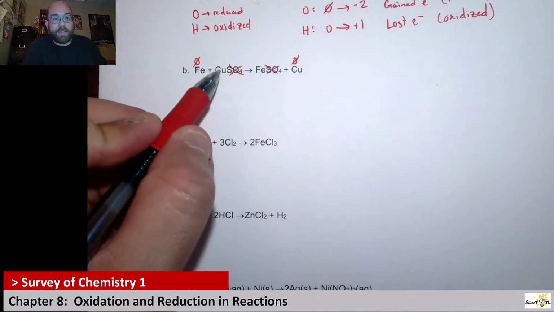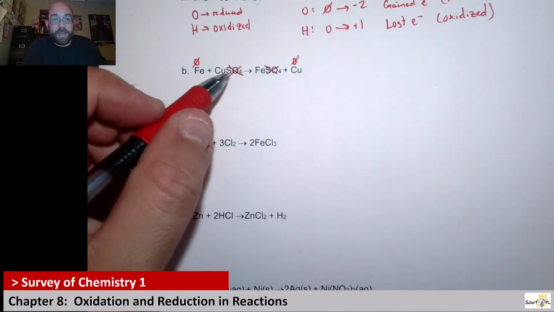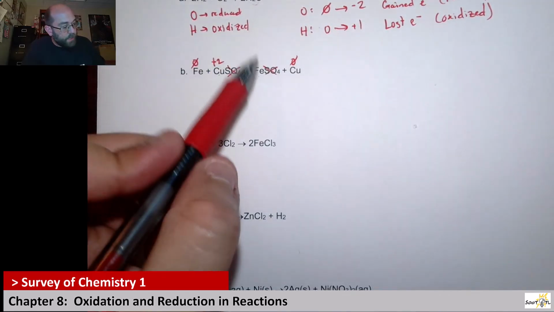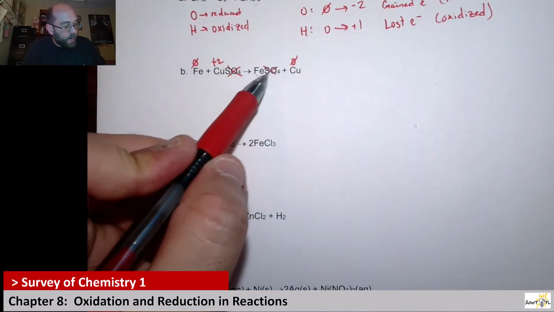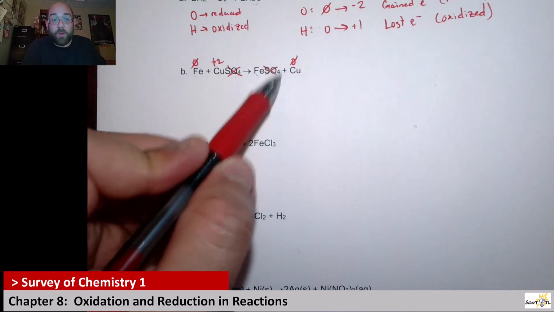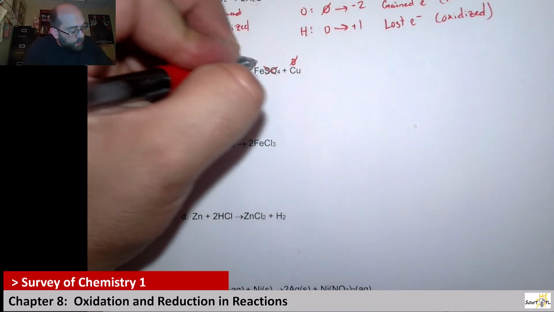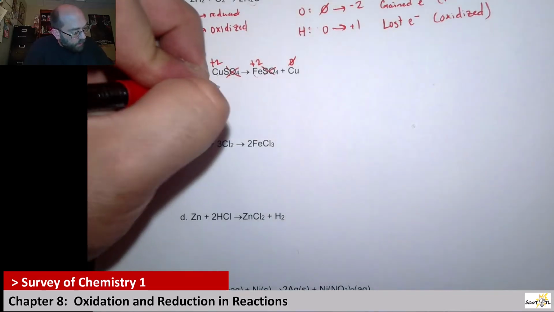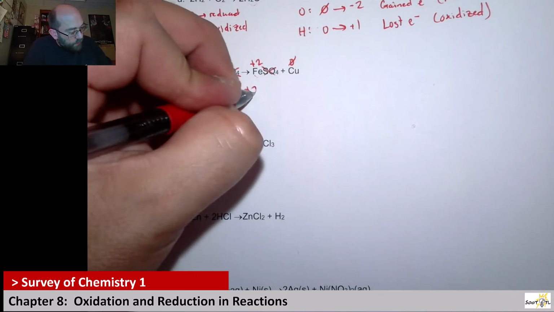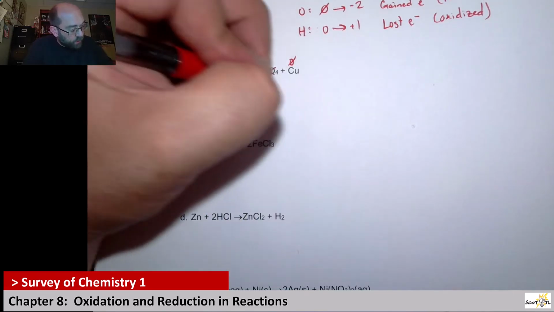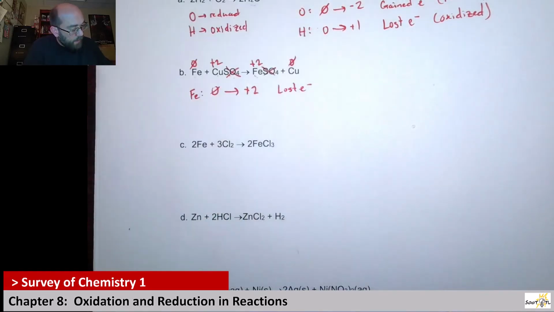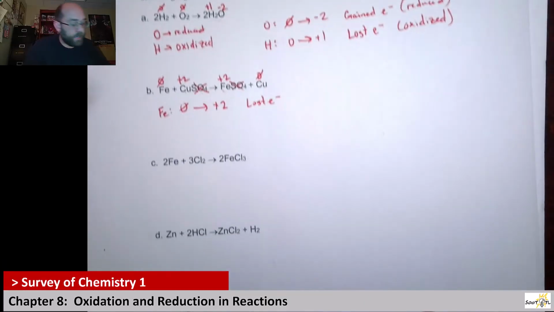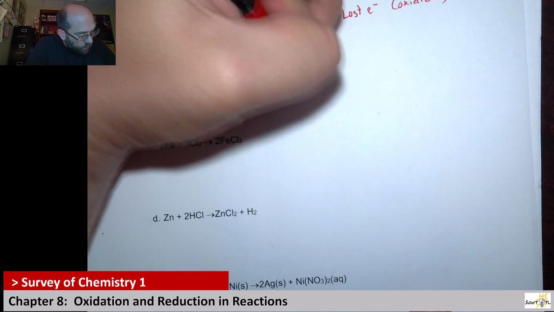But if you look at the copper and the iron here, with copper sulfate, that means that copper has a charge. Sulfate has a -2 charge overall, so with one copper it should be +2. Same thing with iron: there's only one iron ion with the sulfate, so it should be +2. So let's look. Iron went from 0 to +2. So what does that mean? It lost electrons. If it loses electrons, Leo: lose electrons, oxidize. So therefore, iron was oxidized.